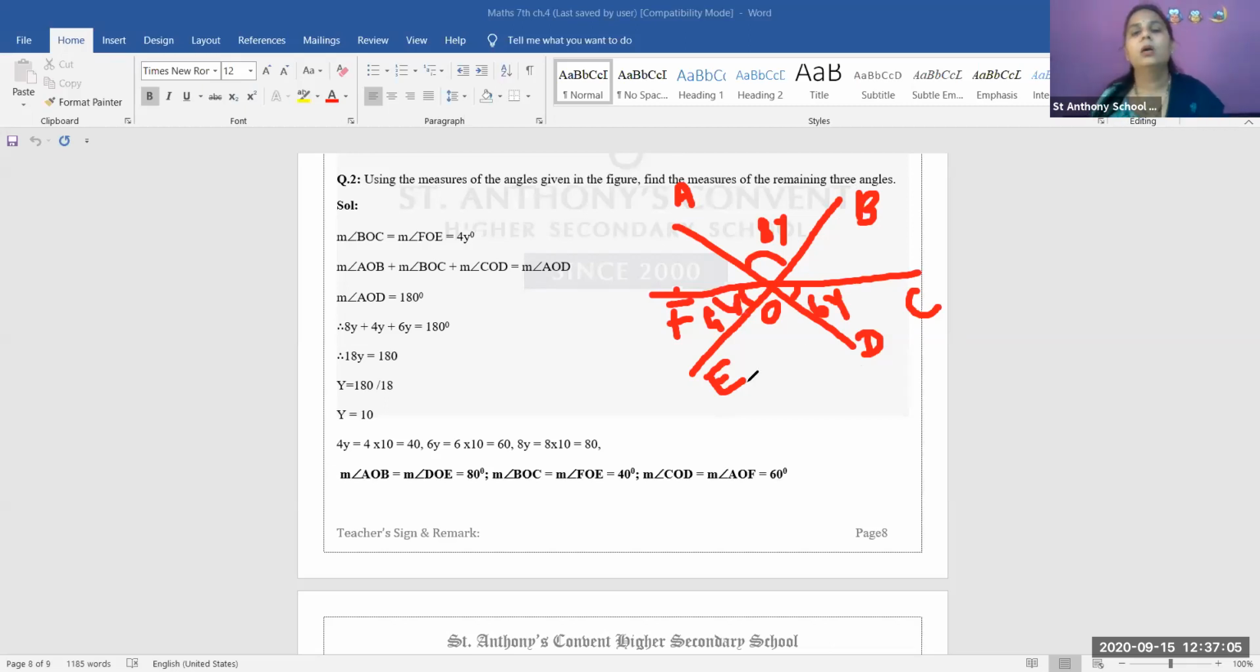Now FOE is equal to BOC. How will that be? How is the measure of angle FOE equal to the measure of angle BOC?